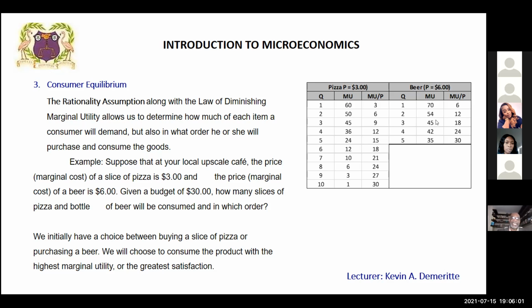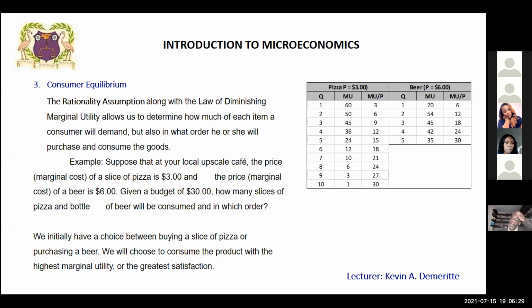Right. And they sell their beer. They don't give you the bottle; they pour it out for you, and the beer is $6. So pizza $3, beer $6. And let's say on a given evening, you got $30 to play with. The question that we're trying to solve is how many slices of pizza and how many bottles of beer are you likely to consume that evening?